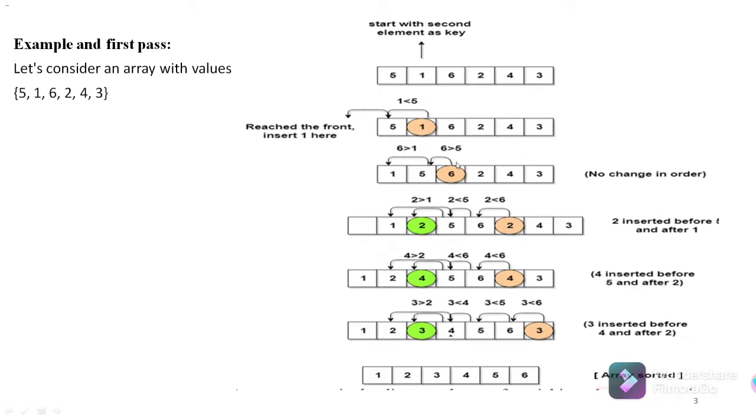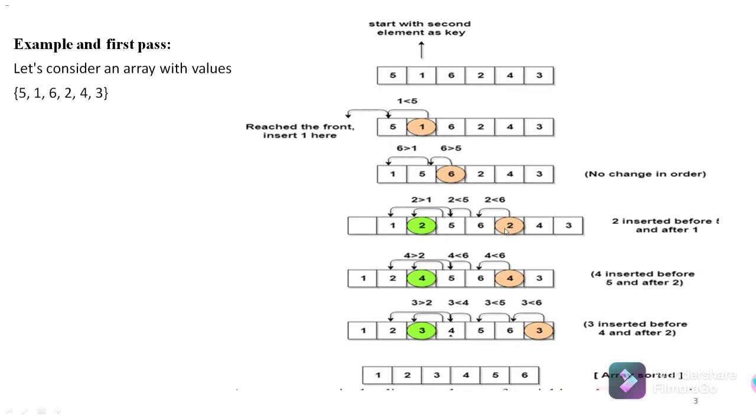In another pass, 6 is the key element. Is its previous element greater than 6? No. So we won't do any swappings, any further process. So for the current pass we are done, and then we move to another pass.